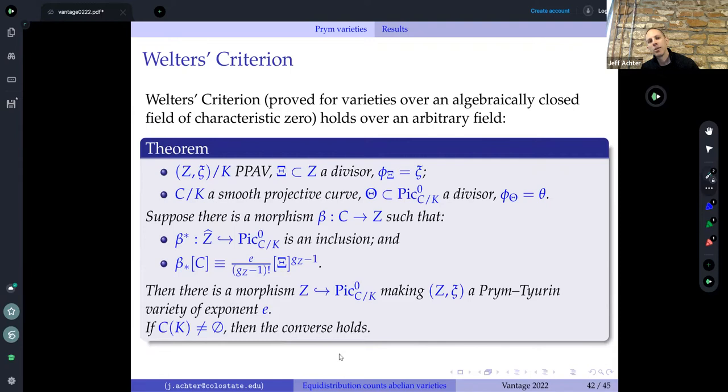And so what Young and I can show is that Welters' criterion from the late 80s, which he proved for algebraically closed fields of characteristic zero, holds over an arbitrary field. So there is a way of comparing two cycle classes, which tells you if you have a Prym-Tyurin on your hands. I'm just going to announce that there is this criterion. I'm not even going to read it to you. What I'm going to do is fast forward till I get to statements that actually have some possible use to somebody in this room.